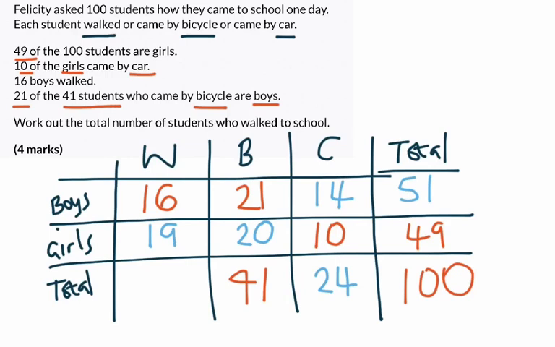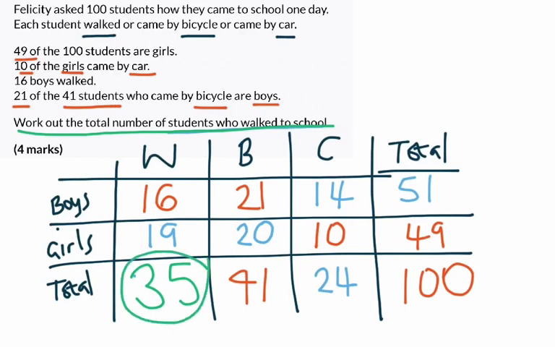Okay, which is actually the question that it's asking me to find out, because I need that total. So I'm now going to work out the total: 16 add 19, which gives me an overall answer, and I'm going to write that in a different colour, of 35. So if we go back to the question of work out the total number of students who walk to school, the total number of students who walk to school is 35.